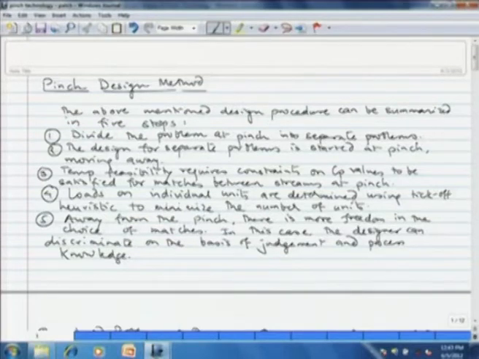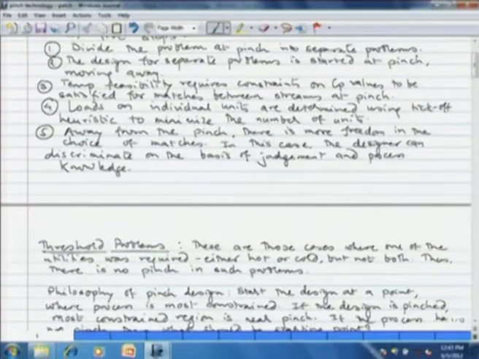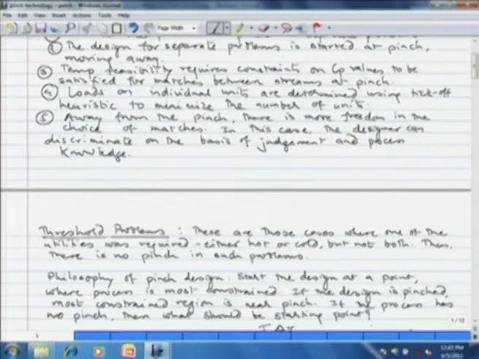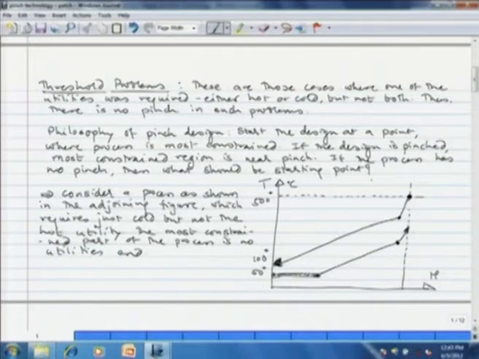The temperature feasibility requires a constraint on Cp values to be satisfied for matches between streams at the pinch: Cph less than or equal to Cpc above the pinch and vice versa below the pinch. The loads on individual units are determined using the Tikoff heuristic to minimize the number of units. Away from the pinch, there is more freedom in the choice of matches because the Cp inequality is not mandatory as we move away from the pinch, and in this case the designer can discriminate on the basis of judgment and problem knowledge.